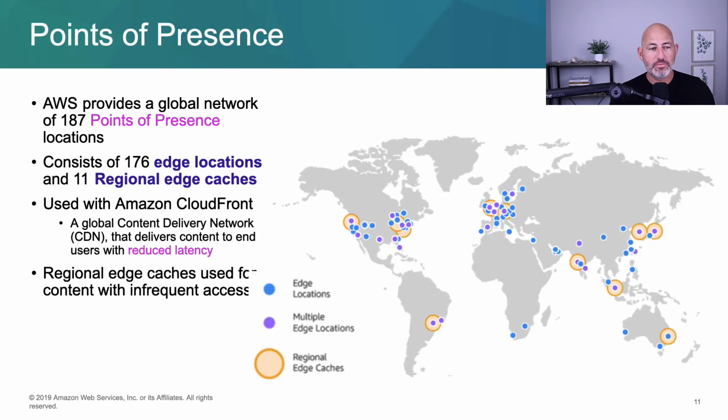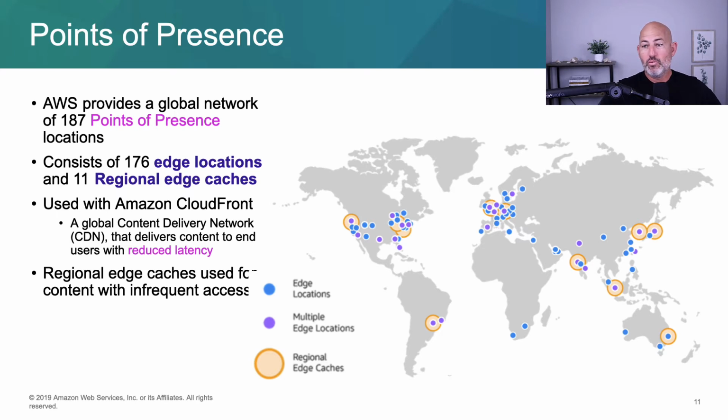AWS provides a global network of 187 points of presence, 176 edge locations, probably more, right? You can assume it's always a little bit more because they keep growing. They also have a global content delivery network, or a CDN, which reduces latency. The reason you'd want to use something like a CDN, a lot of people ask me this when I'm teaching this material, is that if you push the content to all these locations in the world, no matter where a user is, they'll have very low latency.